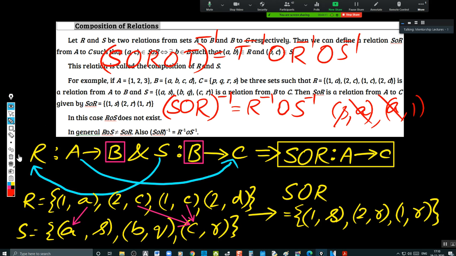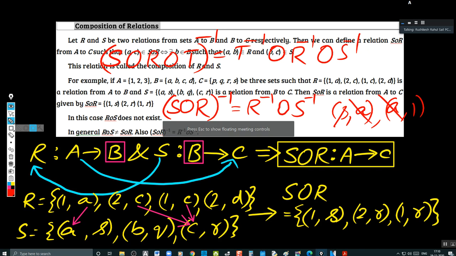Let us work out the problems. If you have any doubts, you ask me. Otherwise, I'll move on to the next part, which is problems. Can you show how that (SOR) inverse came, that you solved for S inverse O R inverse? By this example you solved, I didn't get it, sir.